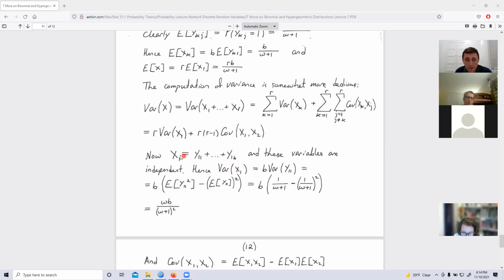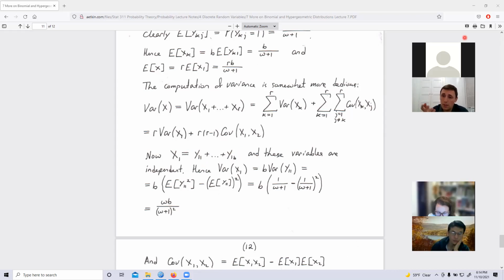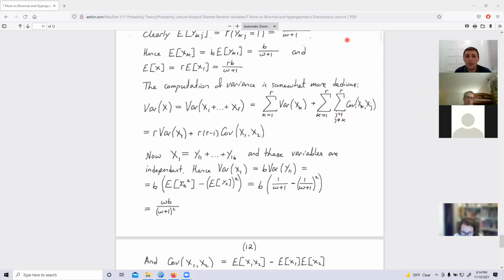is equal to b times, those are the ones that we can say are independent, because we are asking, is the first black ball in position 1? And then we are asking, is the second black ball in position 1? So they are independent. Where the first black ball is located does not affect the position of the second black ball. So the variance of x1 is b times the variance of y11, and the variance of y11 is the expected value of the square minus the square of the expected value. This is 1 over w plus b, minus 1 over w plus b squared, multiplied by b.